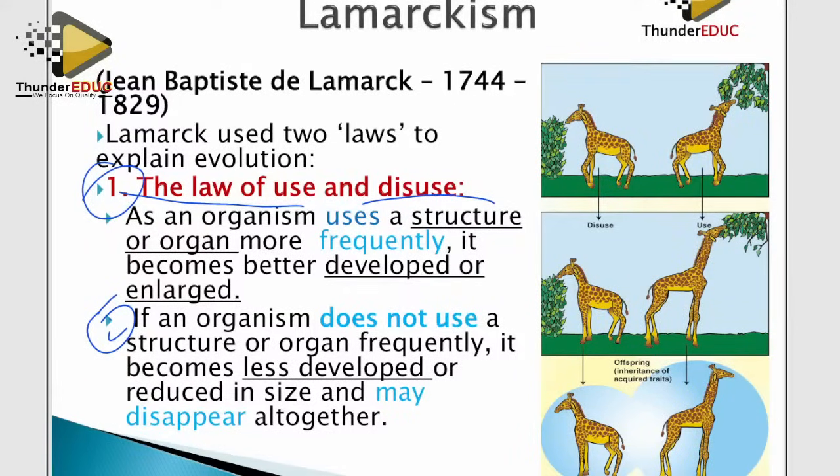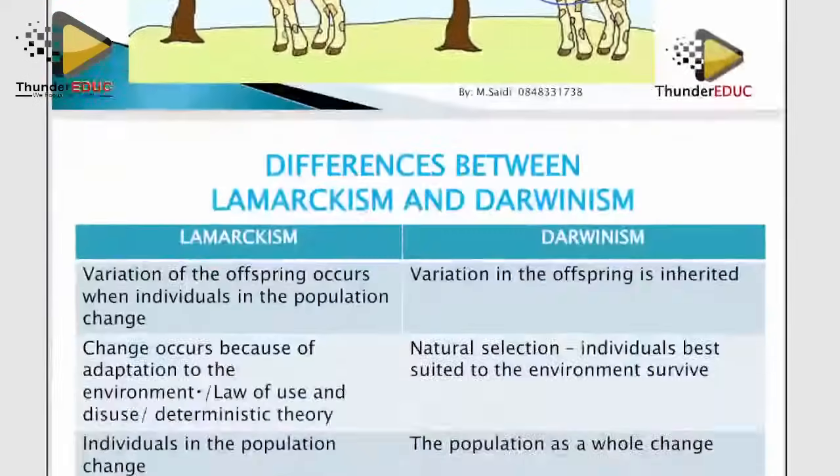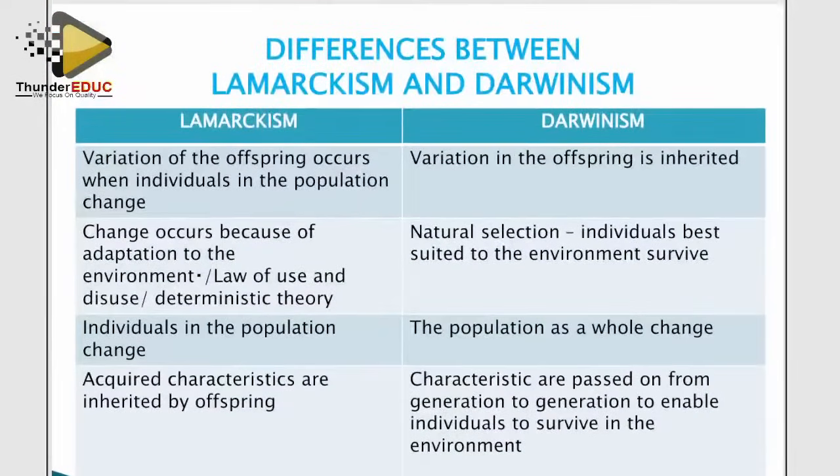If you want to develop the structure, then you say that those organisms used the structure frequently. Please know how to apply this. So the difference: in Lamarck's theory there was no variation, while in Darwin's there is variation at the beginning. Here we say that organisms don't change because they want to change.